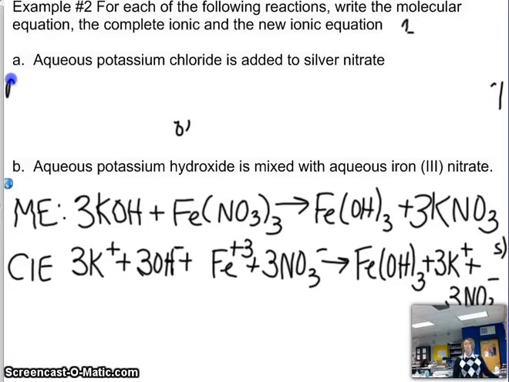All right, I guess I should be pausing it so you don't have to watch me write, but that's what you should come up with for the complete ionic. Anything with group 1 is soluble. This is a strong base, it's soluble. All nitrates are soluble, break them down.